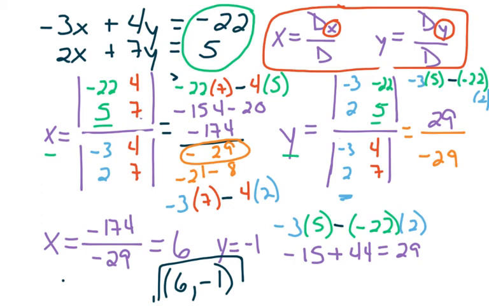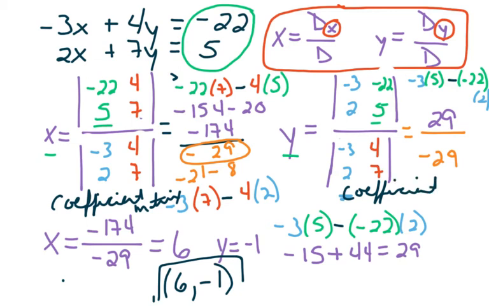So again, coefficient matrix on the bottom. I always start with that, and then I'm solving for x, so I replace the x coefficients, which is the first column, with your constant values. To find y, again, it's the coefficient matrix, but I'm solving for y. So I replace the column that has the y's, which is the second column, with, again, the constant values. And then I find the values of my determinants.